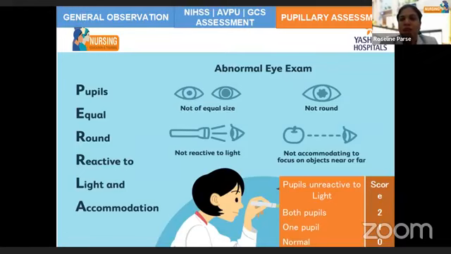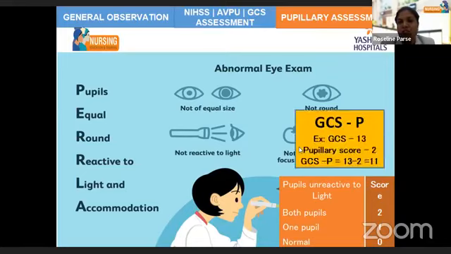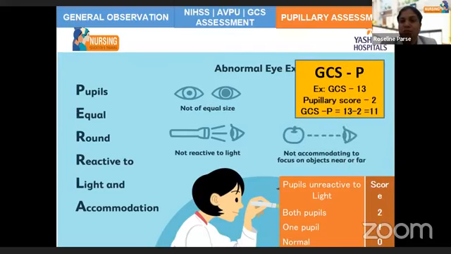The abnormal or unreactive pupils are also given a score. If both the pupils are unreactive, you give a score of 2. If one pupil is not reactive, it is 1. Normal is 0. If there is reaction, you give a score of 0. So there is a modified GCS score called GCS-P, which includes the pupillary score. So if the pupillary score is 2, for example, and the GCS score is 13, GCS-P will be 13 minus 2, that is 11.